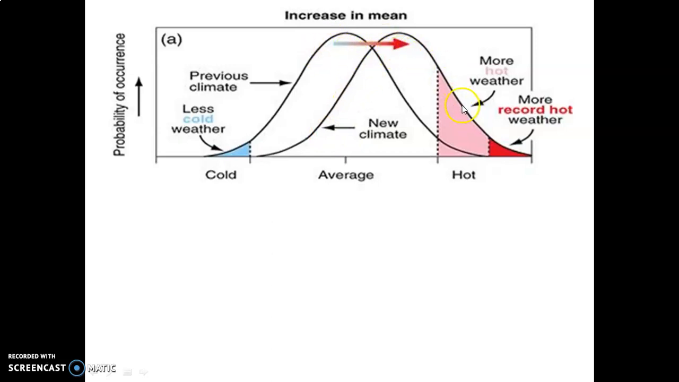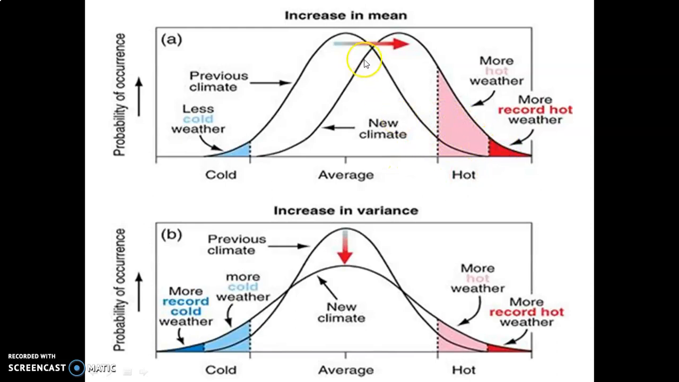So what happened to climate under this situation? Well, the spread is still the same, it looks like, but now under the new climate there's more hot weather because it all shifted to the right, so the average is higher, and there's more in the hot zone. So that was an increase in mean, right? The mean went up, but the variance stayed the same, the spread was the same.